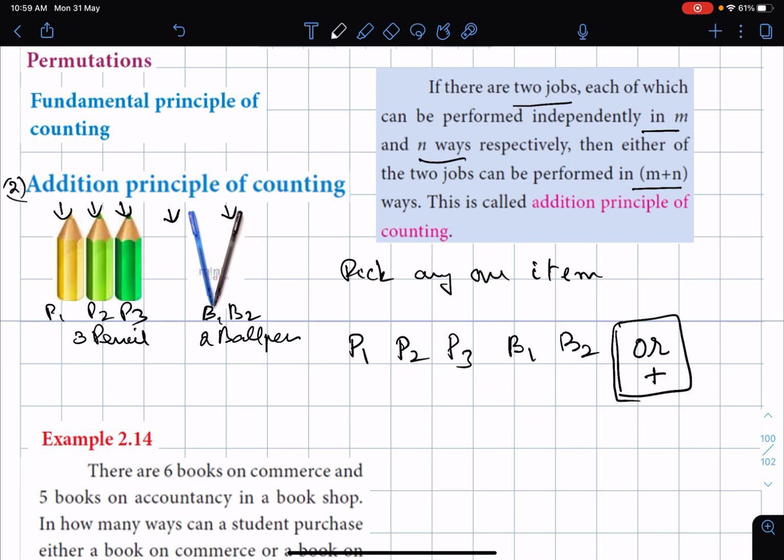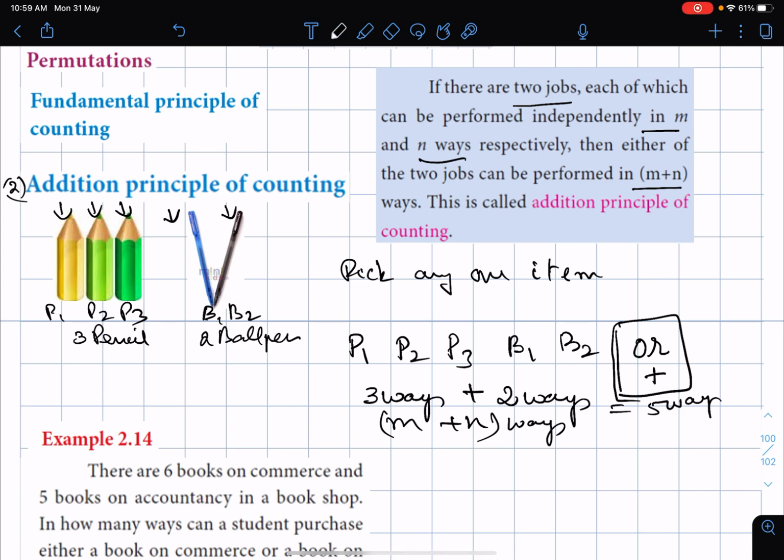How am I telling it is addition? How many pencils do we have? 3 pencils, so 3 ways. How many ball pens do you have? 2 ball pens, so 2 ways, and in total you will get the answer as how much? 5 ways. That is how we get our m plus n ways. So this is called the addition principle of counting, when you choose one or the other.